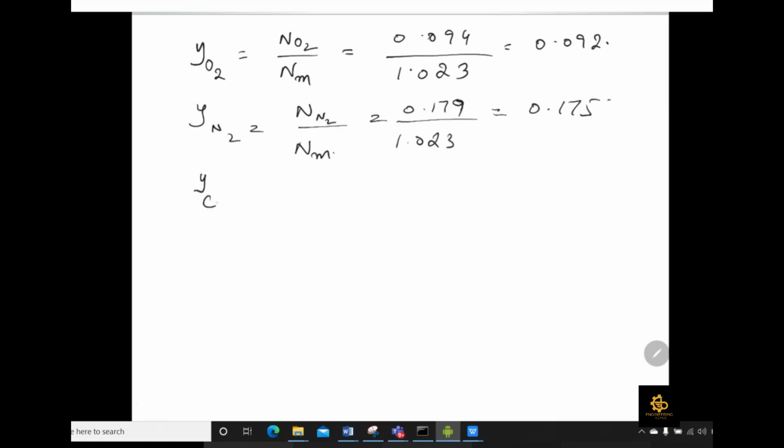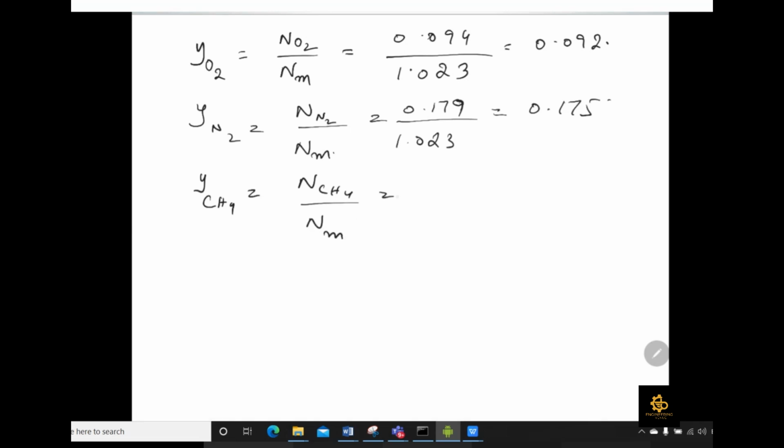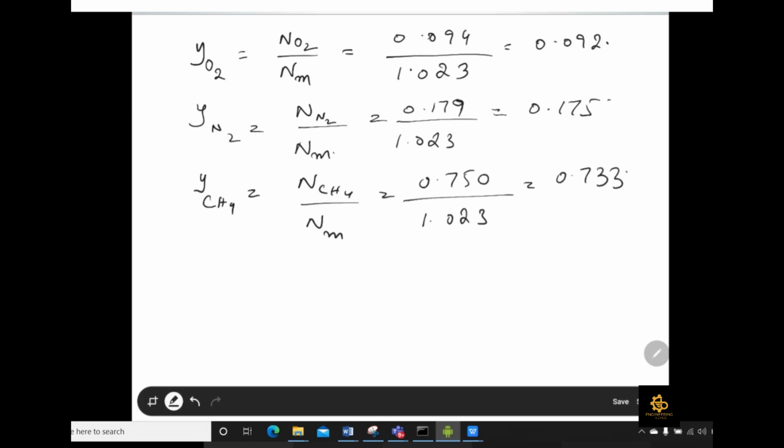Similar thing for the mole fraction of CH4. The mole fraction of CH4 is the number of moles of the individual component CH4 over the mole number of the mixture, which is 0.750, which we already found in the previous slide, over 1.023 kilomole. If we take the ratio, it will be equal to 0.733 for the mole fraction of CH4. So this is the procedure you have to follow to find the mole fraction of individual components. If you have any question, you can ask, and then we'll move towards part C.